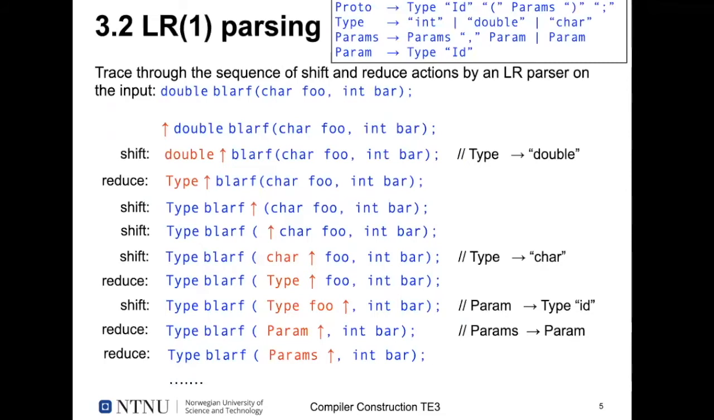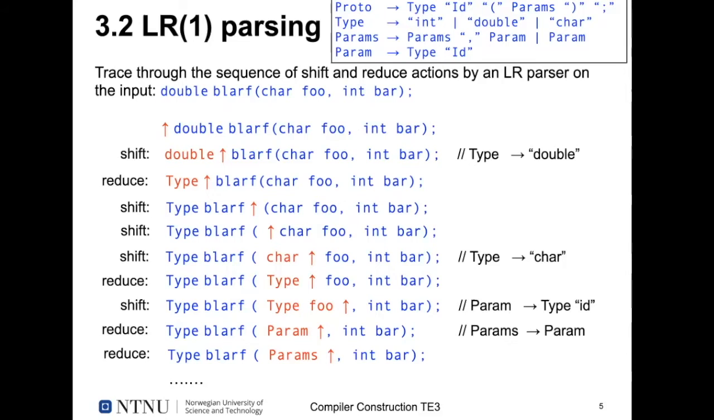So the next question was about LR1 parsing, or LR parsing in general. And we have this grammar up here on the slide, which encodes typical simple function prototypes, like you have a type at the start, then you have an ID for a function, then you have brackets around either a list of parameters or a single parameter.